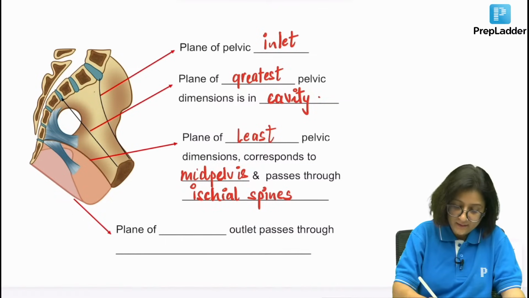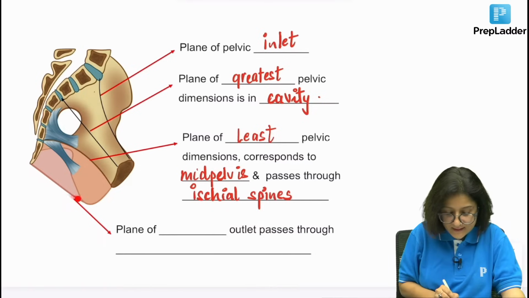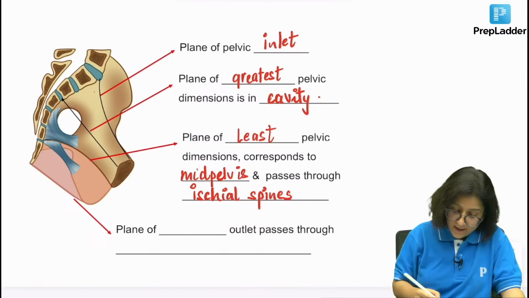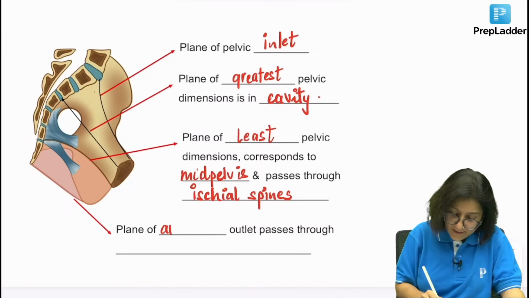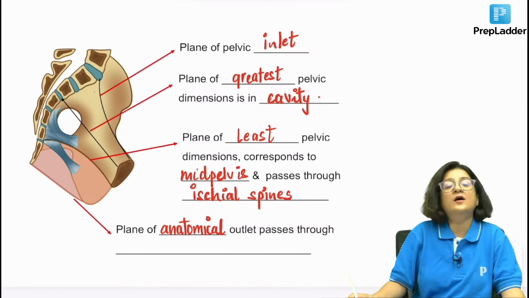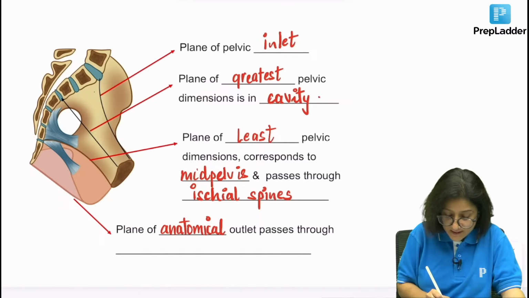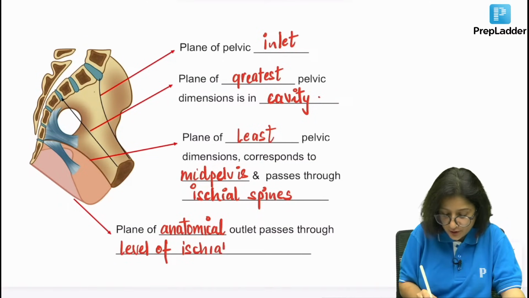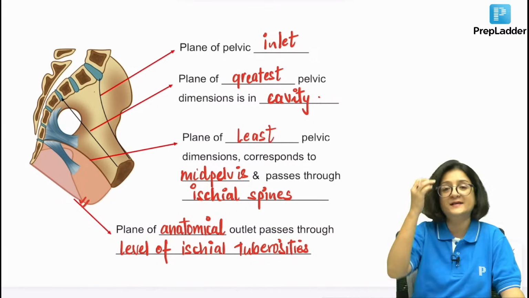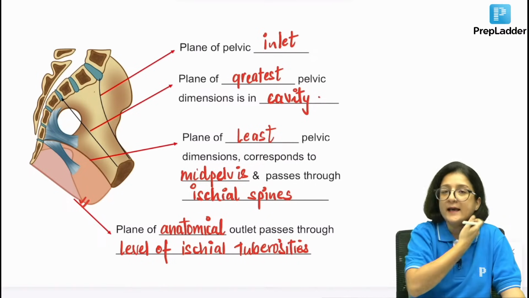And this next plane here is another plane. This is the plane of the anatomical outlet, and it passes through the level of the ischial tuberosities. It passes through the level of the ischial tuberosities right here, as we can see in the diagram.